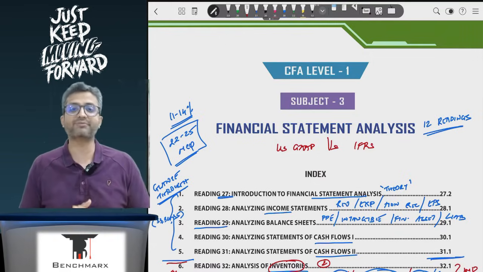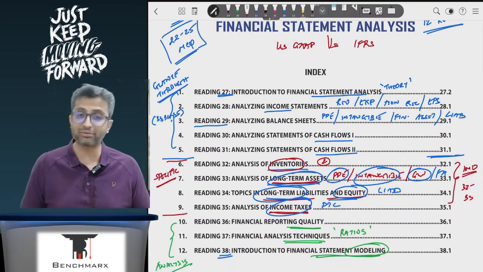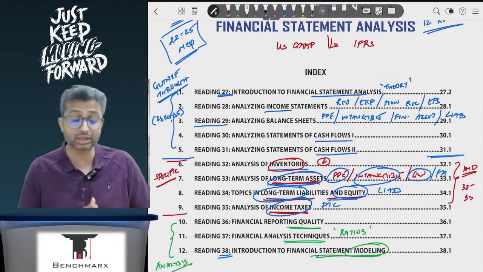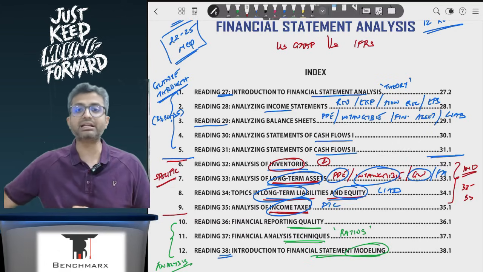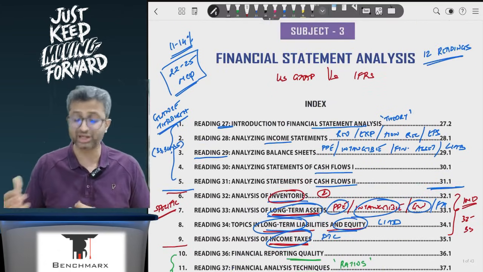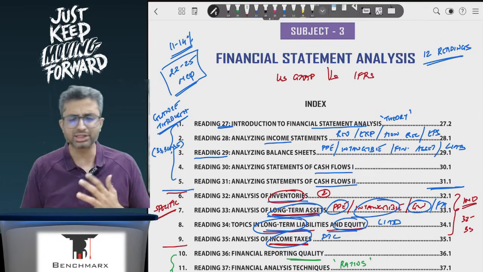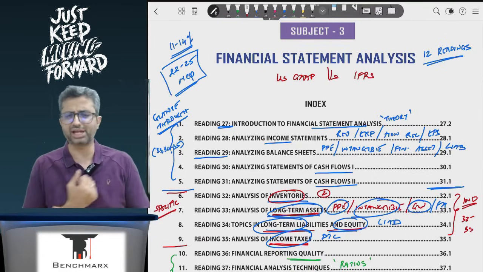So over here, this is financial statement analysis, and it comprises around 12 readings, from reading 27 to reading 38, and you can divide this section into 3 parts. The first 5 readings, from 27 to 31, are very basic, ground-level introductory: what is the income statement, balance sheet, cash flow, etc.